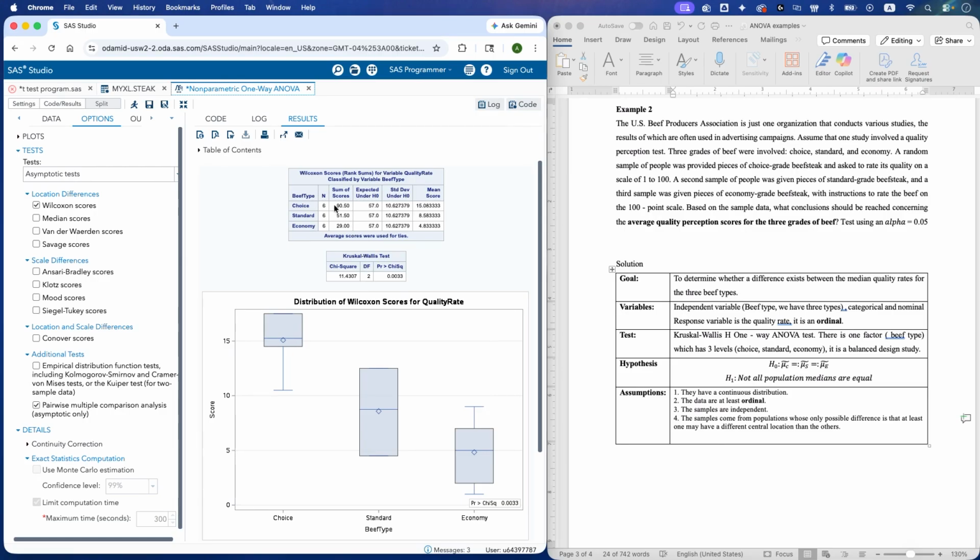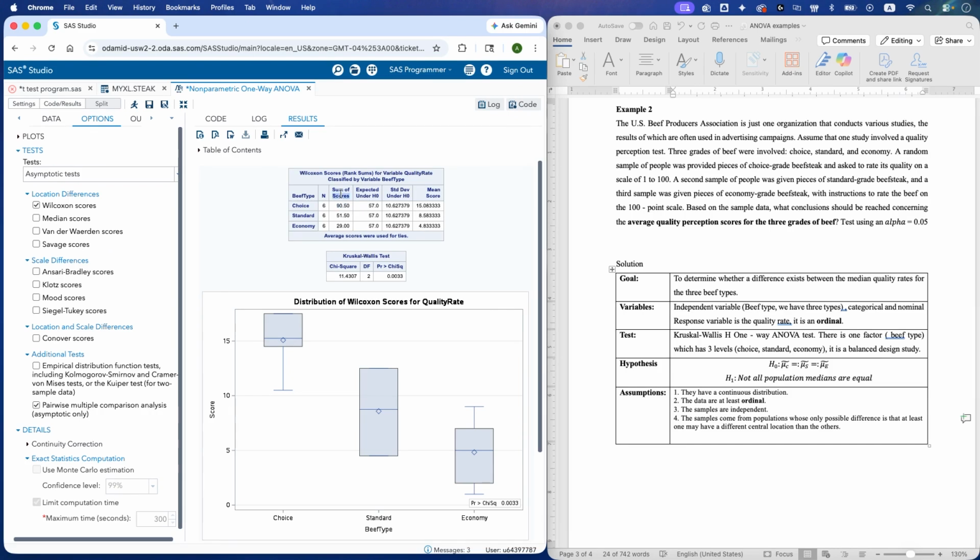These are the sums of the ranks. Because choice has the highest sum of the ranks, we have 90. Standard has 51. Economy has 29. That tells you that economy was given the lowest ranks and choice the highest ranks. So these are the sums of the ranks, not the sums of the ratings.